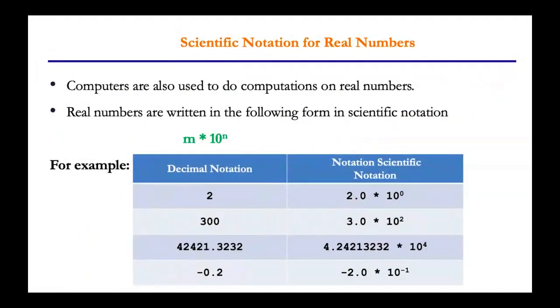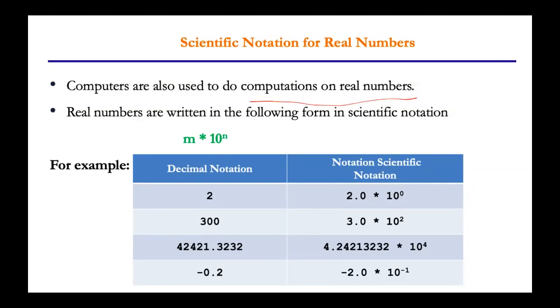Computers are also used to do computations on real numbers, that is, floating point numbers. The real numbers are written in the following form of scientific notation: m multiplied by 10 to the power of n.